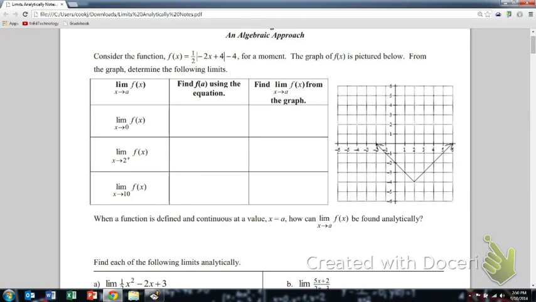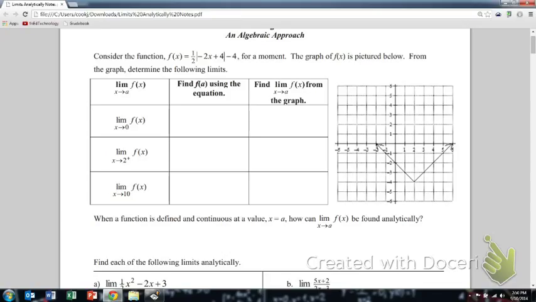Okay, so we've looked at how to find limits from a table and limits from a graph, but both of those methods have their limitations. Sometimes it's hard to tell from a table or from a graph what the limit should actually be. So we're now going to start talking about how to find them algebraically.